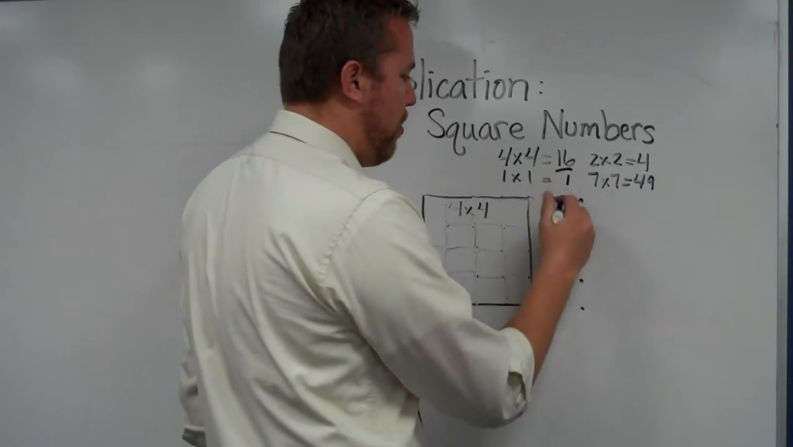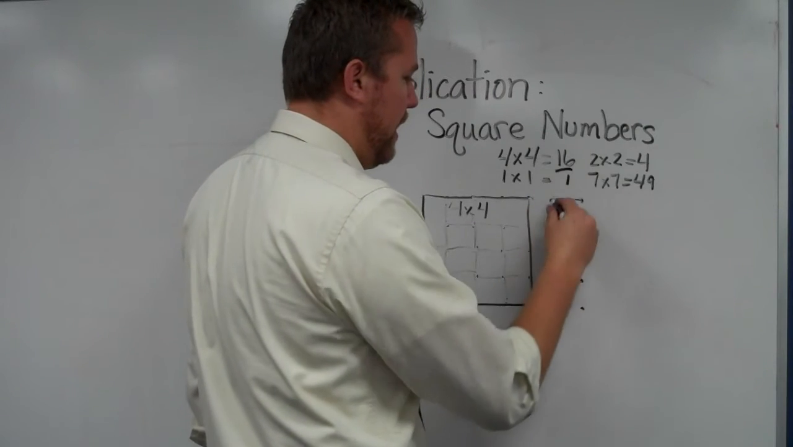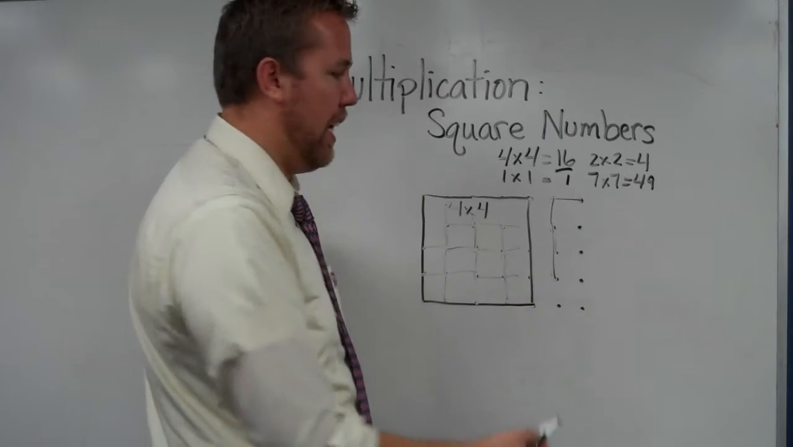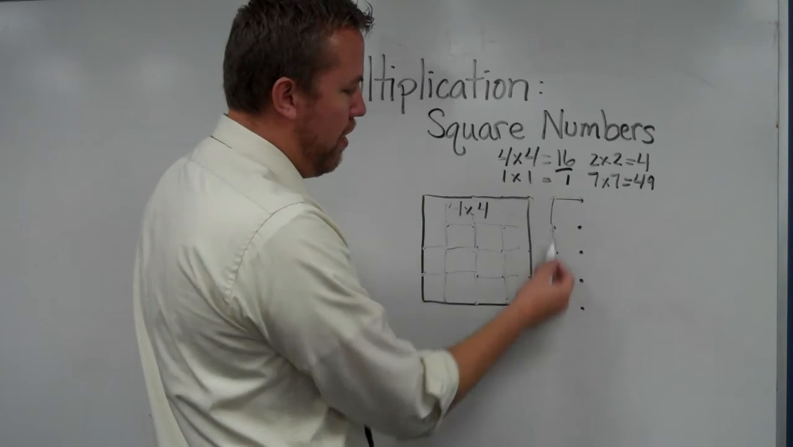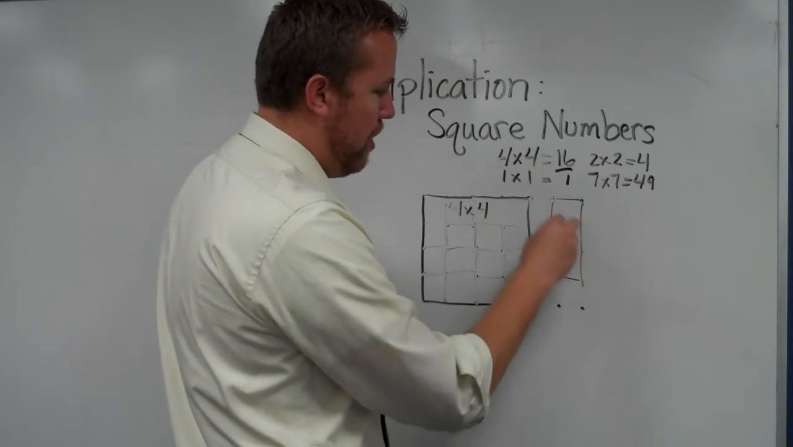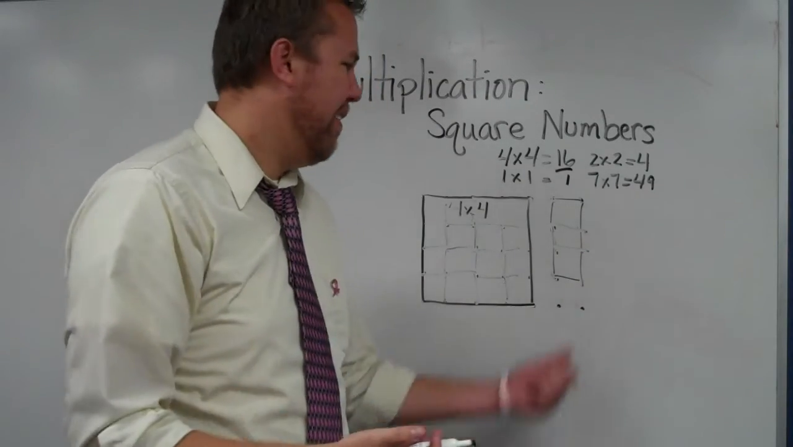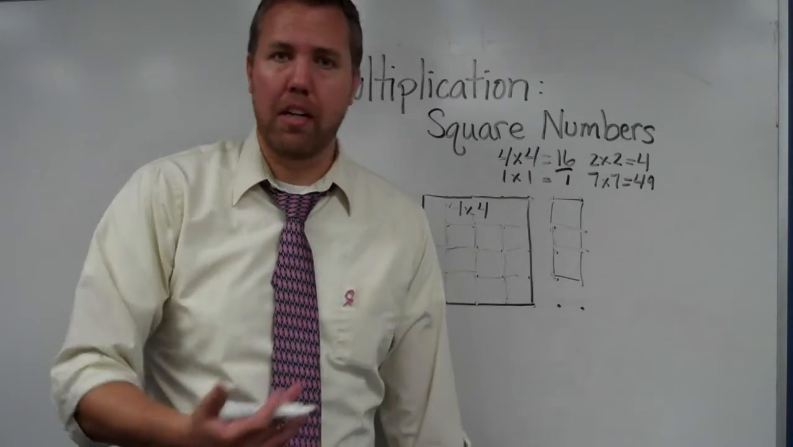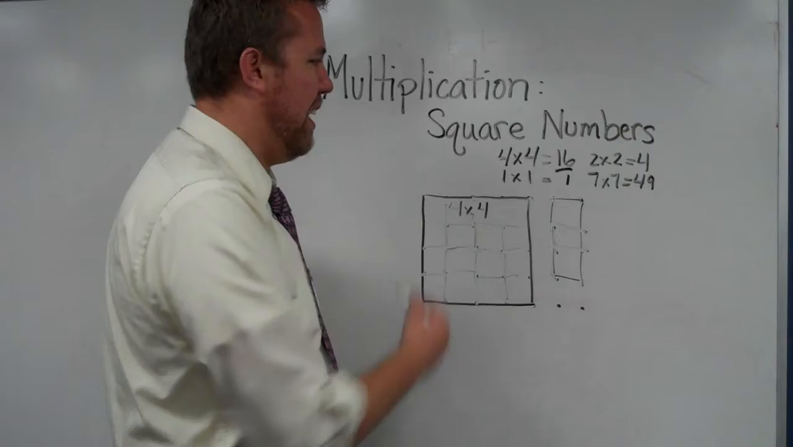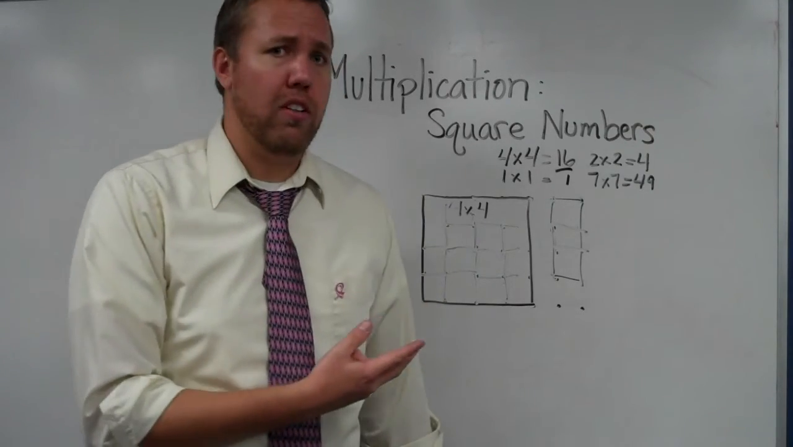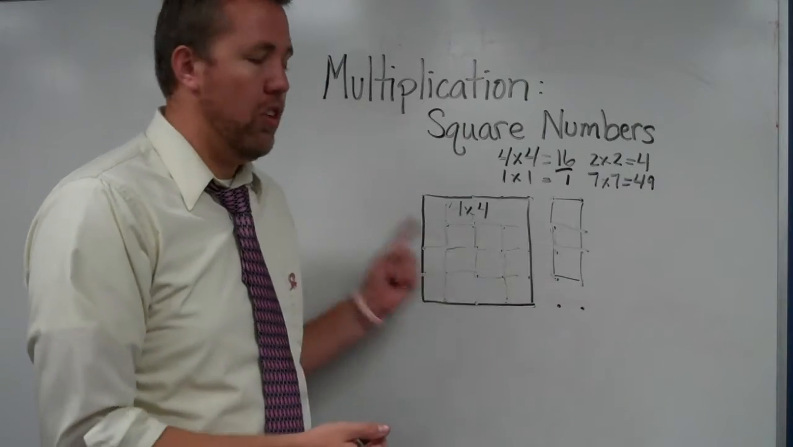If we had a 1 by 3, you would fill in that array all the way from here down to here and over to that next one. So 1 times 3, and you notice it makes a rectangle. Square numbers make squares. Others make rectangles. So that's why they are called square numbers. Once again, anytime the two factors are the exact same number, you would create a square, hence square numbers.